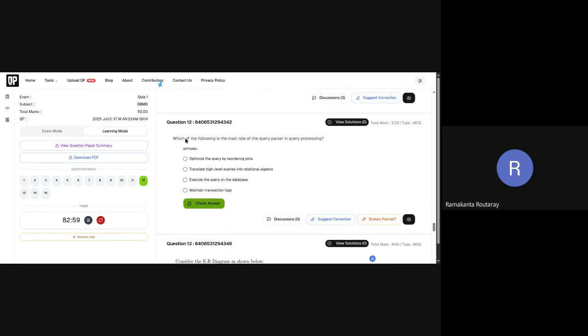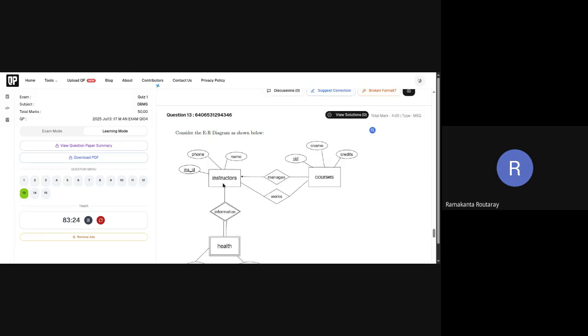Yeah, correct. Which of the following is the main role of the query parser in query processing? This was in week one. Query parser does the main job of converting SQL into relational algebra, right? This one. B. Yes.